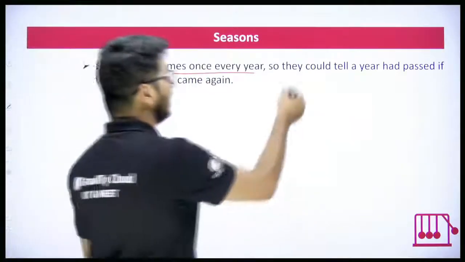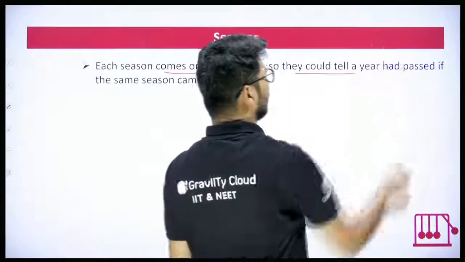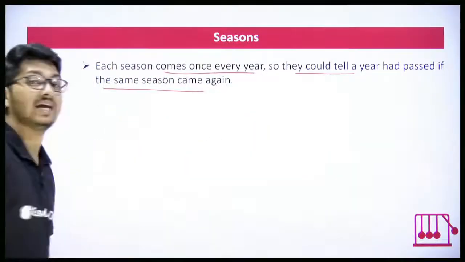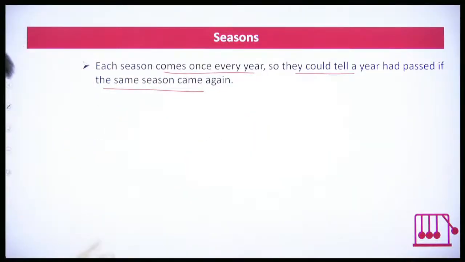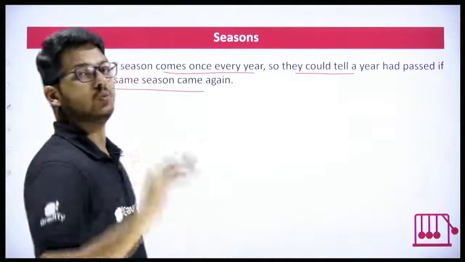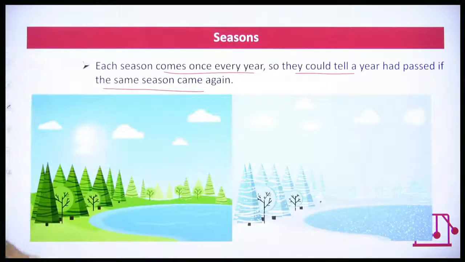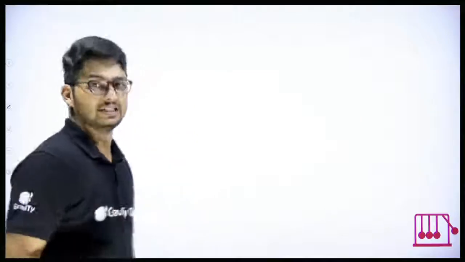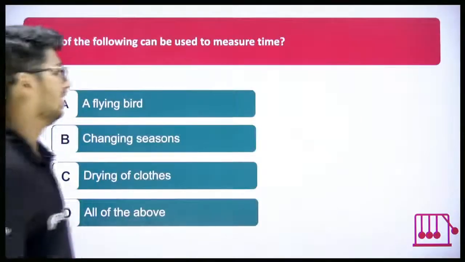So people long back could tell that a year had passed if the same season came again. Now winter has passed. If winter again comes, it means it is 1 year. And the different seasons. Good. So now these were some natural examples. I mean, these phenomena, people found in nature.